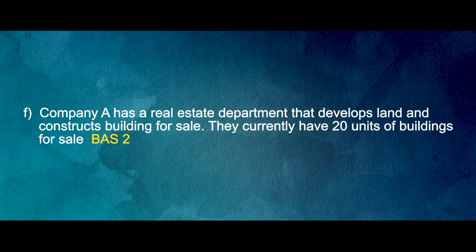The last part of the question says that company A has a real estate department. You all know what a real estate department does. So they basically develop or construct buildings and they sell it to others. So here company A has a real estate department that develops land and constructs buildings for sale. So here the main purpose of company A's real estate department is to construct buildings for sale.